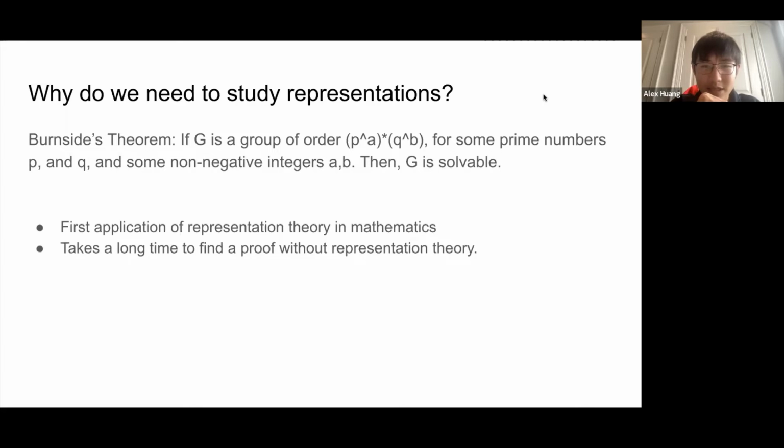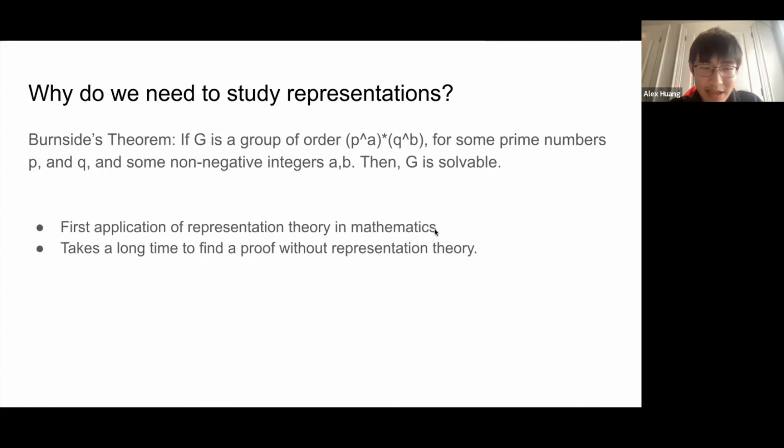Its first application in mathematics is the proof of Burnside's theorem, which says if G is a group, and you don't have to know what the theorem actually means, but in case some of you are interested: if G is a group of order that has at most two prime factors, for some prime numbers P and Q, then G is a solvable group, which simply means it's built from extensions of abelian, or commutative, groups. But you don't have to know that.